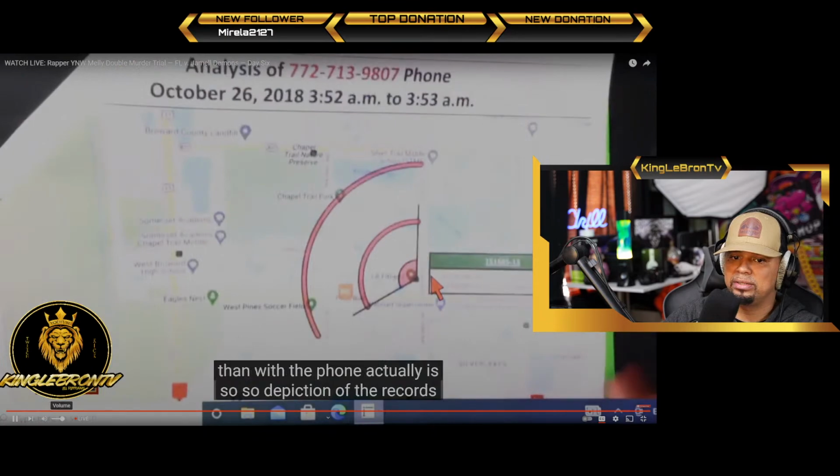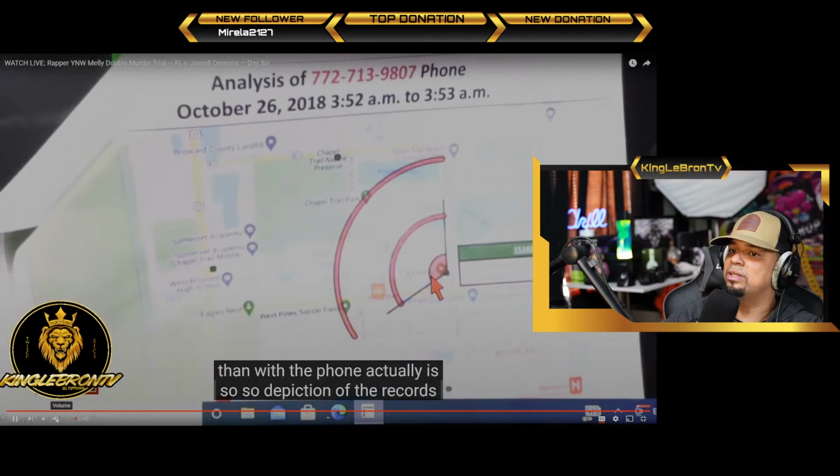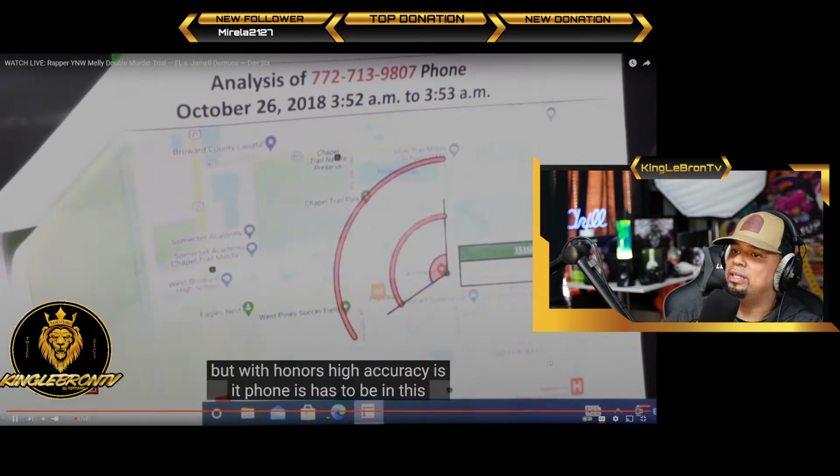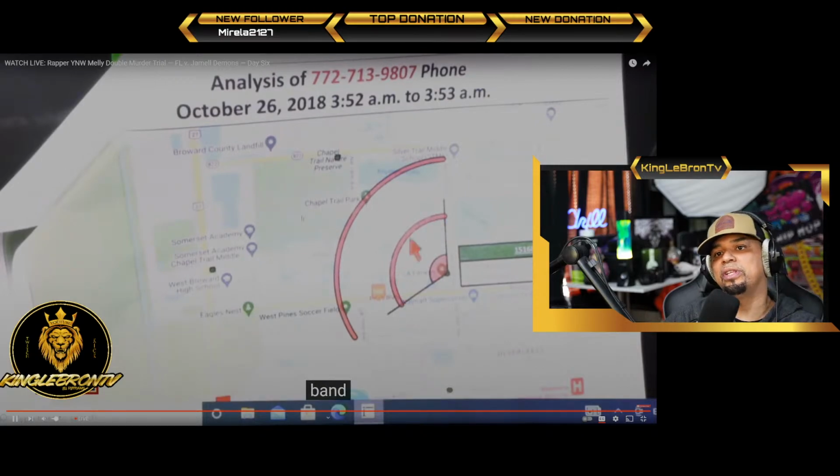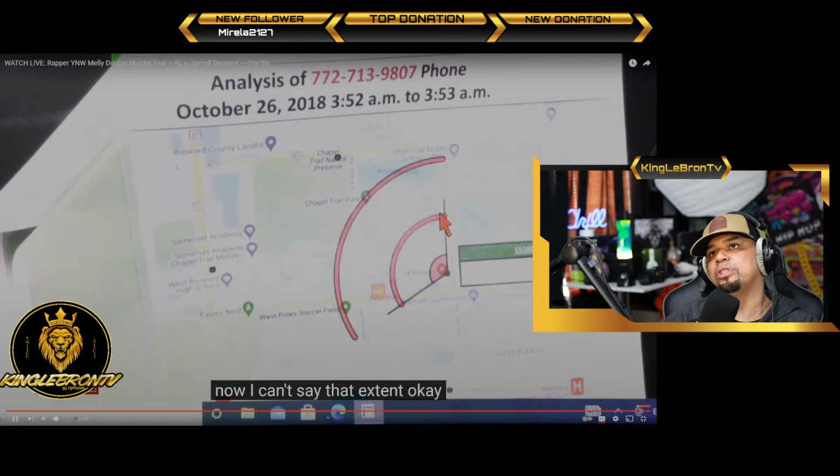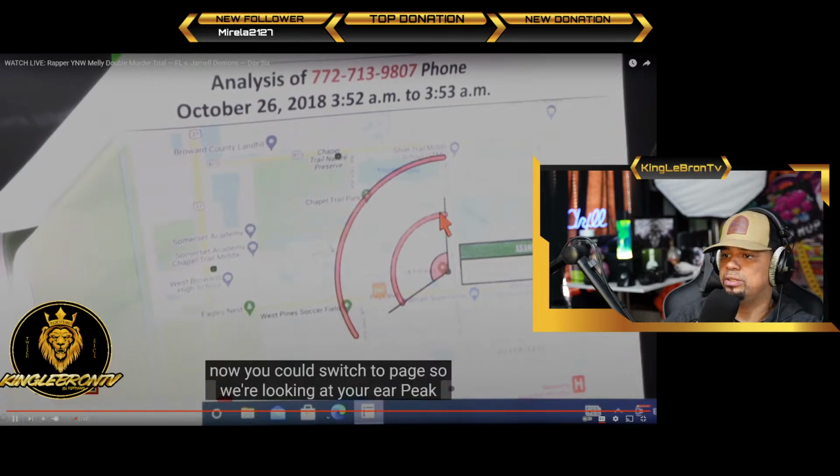So, like I said in an explanation earlier, any towers that are clogged up with a bunch of users are going to bump you off to the nearest tower that doesn't have a ton of users and is a little bit more stable. So that's why you'll see this in these maps here.